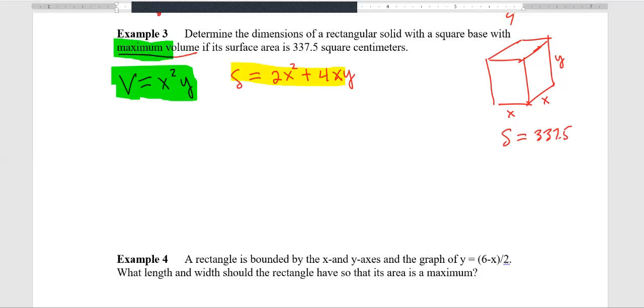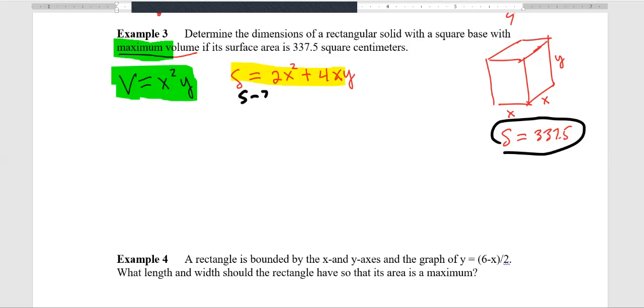That's my optimization. So I'm going to find the derivative of v with respect to one of these variables. I'm going to decide to get rid of the y in this case. It seems kind of arbitrary, but it might be less work algebraically to get rid of the y. I know s is 337.5, but I don't want to drag that around the problem with me, so I'm just going to leave it as s.